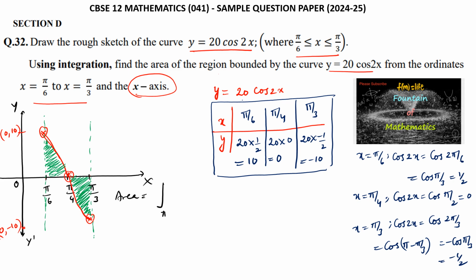as the integral from pi by 6 to pi by 4 of 20 times cos 2x dx, plus the integral from pi by 4 to pi by 3 of mod 20 times cos 2x dx.